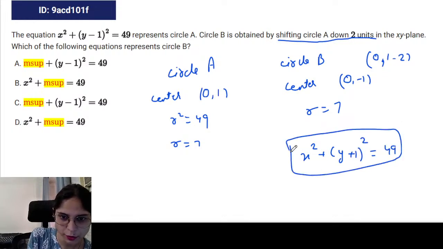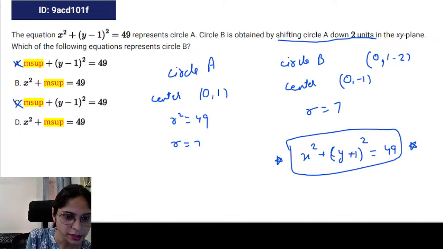There are a lot of errors up over here, but wherever you see x minus (y minus 1) whole square, that's gone. It should be (y plus 1) whole squared. We do not know which of these garbled options is the correct one, so I'm not giving the option, but I'm writing that this is the correct answer.